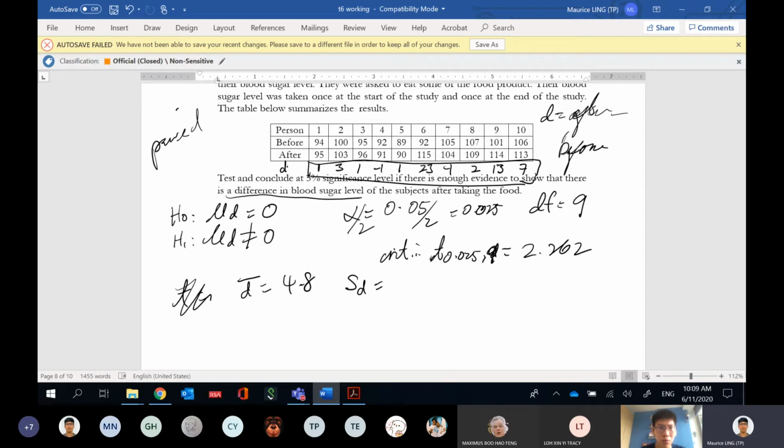You cannot take the standard deviation of before minus standard deviation of after. So this is definitely not the standard deviation of after minus the standard deviation of before. So just calculate again. For those of you who did this, this is wrong, cannot use.